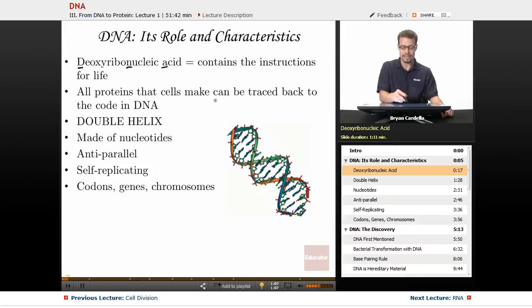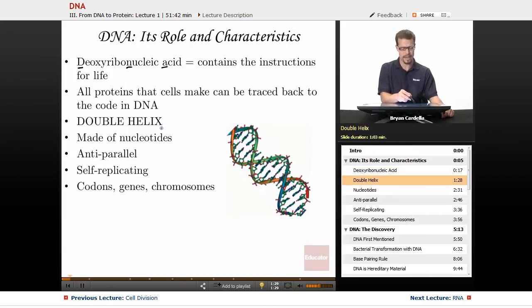All proteins that cells make can be traced back to the code in DNA. So really, DNA codes for protein. Proteins are so important in cells, very prolific in terms of what they do structurally and what they do chemically. Proteins really are how DNA is expressed in cells.